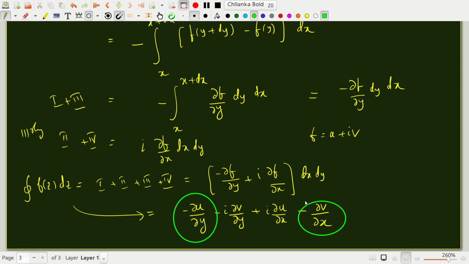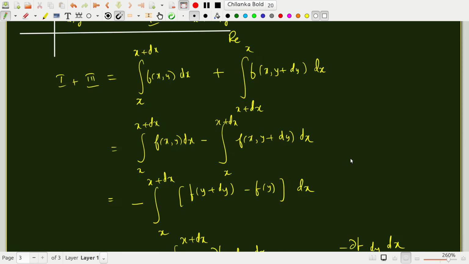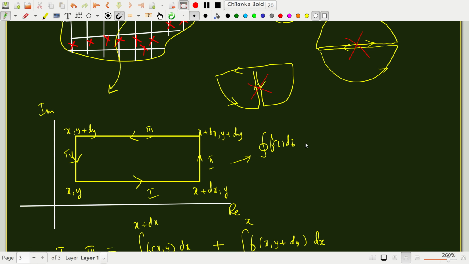Now this partial v from the Cauchy-Riemann conditions, we know that... what are the Cauchy-Riemann conditions? If you recall, partial u partial x is partial v partial y, partial u partial y is minus partial v partial x. So these are coming with negative signs, right? So this will cancel out. So these two will cancel out. Similarly, this and this will also cancel from the Cauchy-Riemann conditions. So we have shown that around this small patch, this is nothing but f of z is 0.